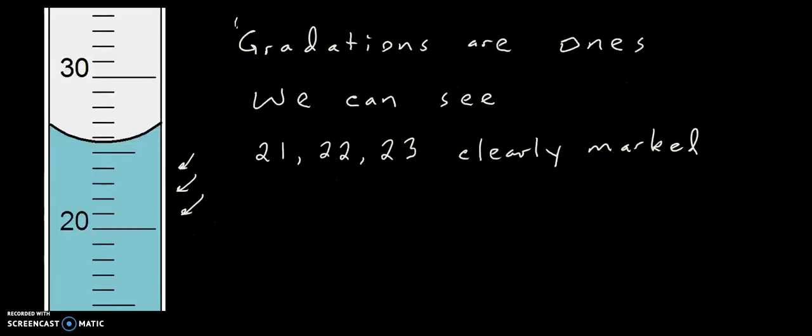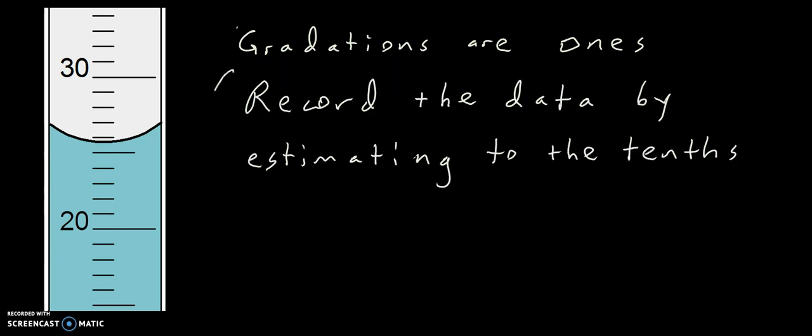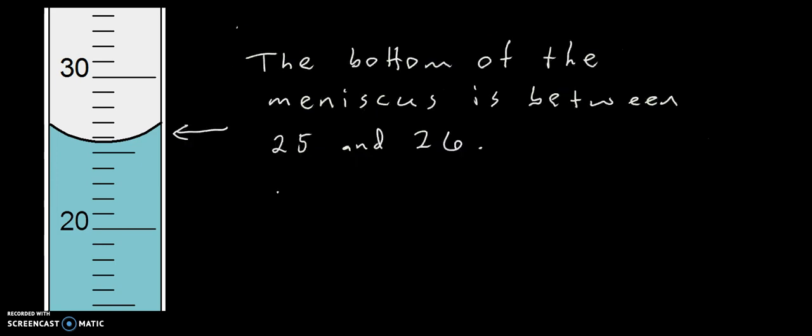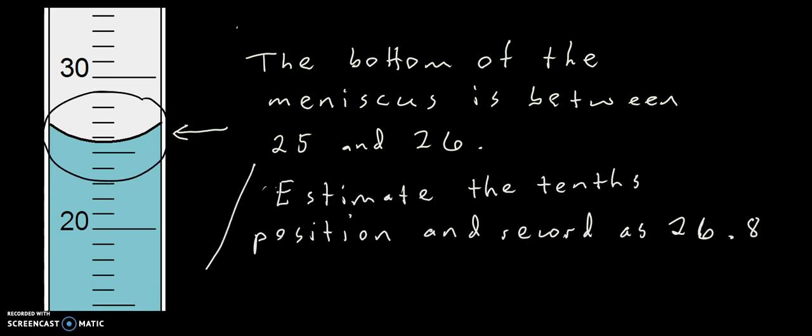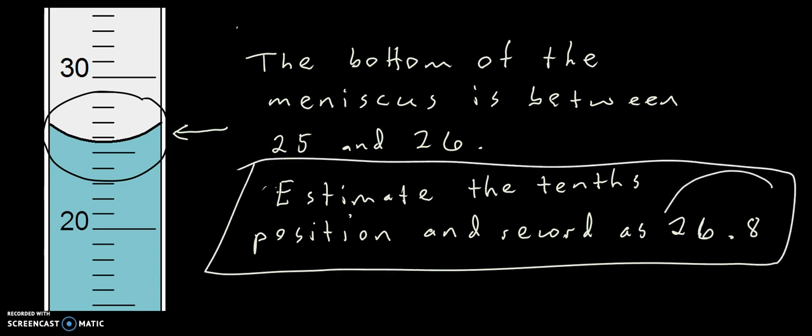For example, in this graduated cylinder, we can see that the gradations are marked in the ones. We can clearly see here 21, 22, 23 marked on the device. It would be proper then with this device, since the gradations are in the ones, we record the data by estimating to the tenths position. Now we can see here the bottom of the meniscus is between 25 and 26. What we do then is we estimate one place past the gradations to the tenths position, and this will be recorded as approximately 26.8 milliliters.